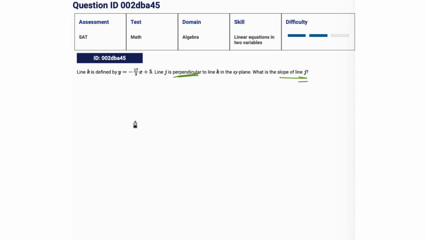Okay, so first of all, perpendicular means whenever two lines are perpendicular, they make a 90-degree angle. So that's what perpendicular means, just so you know. And here we have been given the equation of line K, not line J. Please make sure of that. You have been given the equation of line K and not line J. However, they need the slope of line J. But what is the slope?